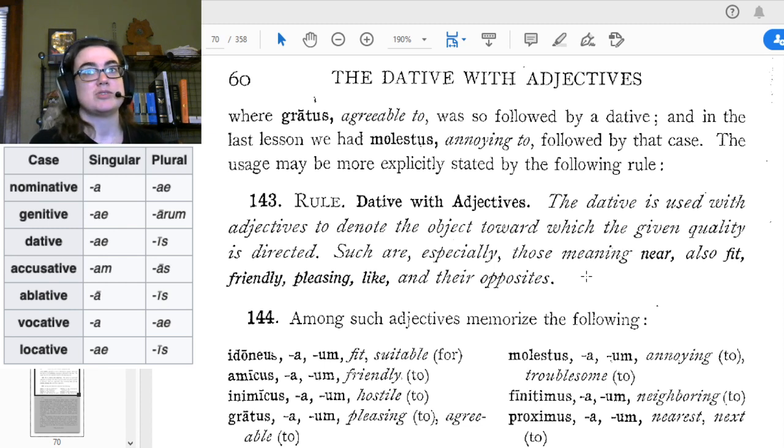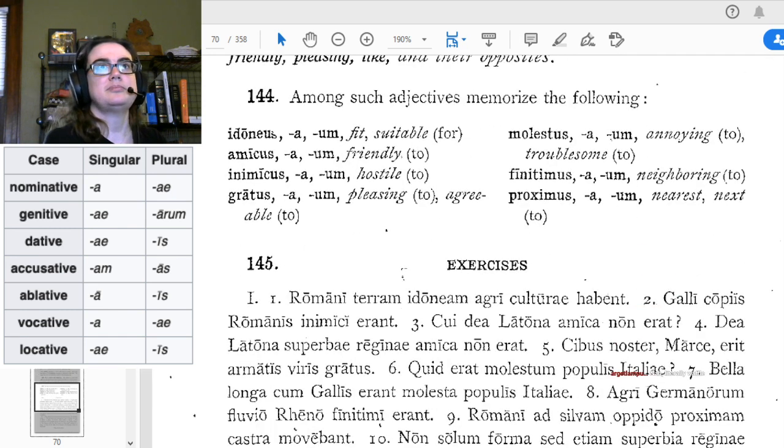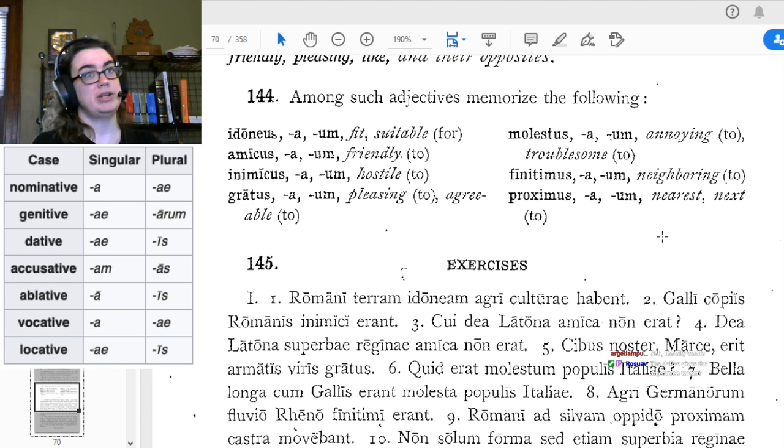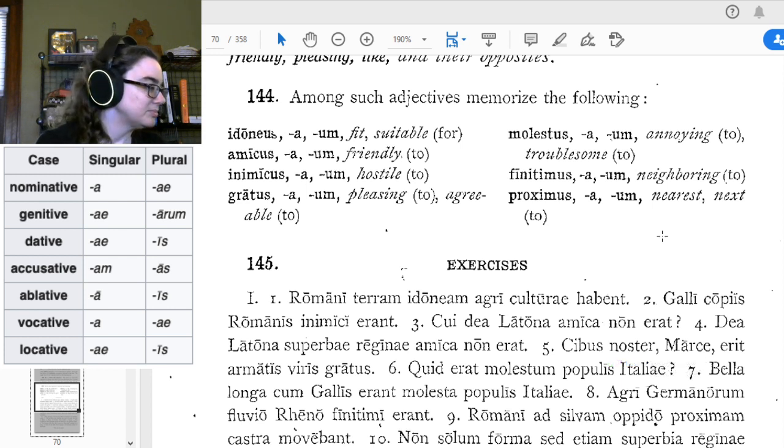Such are especially those meaning near, also fit, friendly, pleasing, like, and their opposites. So you'll see datives a lot with these adjectives. Idoneus, suitable for. Amicus, friendly to. Inimicus, hostile to. Gratus, pleasing to. Molestus, annoying to. Finitimus, neighboring to. Or proximus, next to. Literally waffle. Okay, thanks. The dative gives the adjective's target. Yes? I think so.